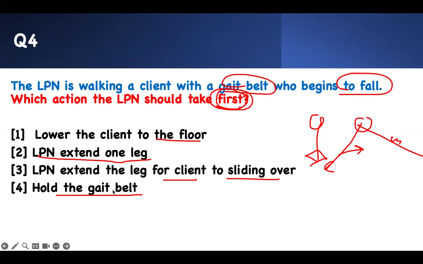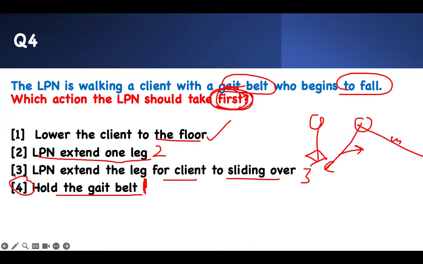I will grab the gait belt so that I can support them. Then extend my leg so that they can fall on it and let them slide over so that there's less fall pressure or falling down. Then lower them on the floor. So the first thing you do, hold the gait belt.